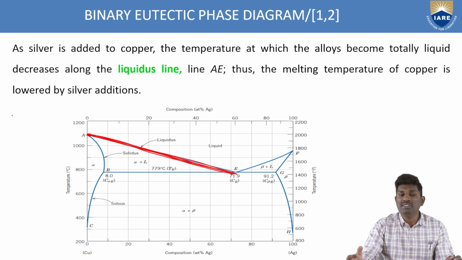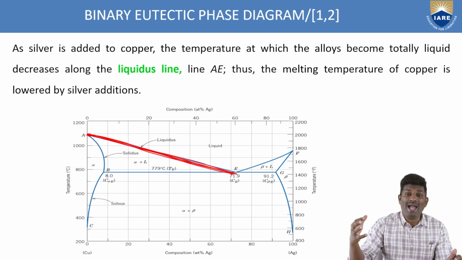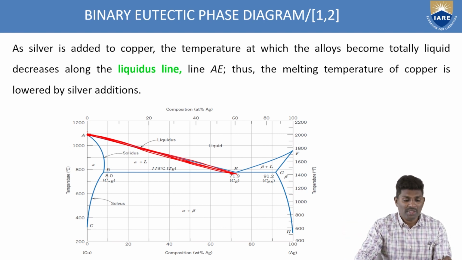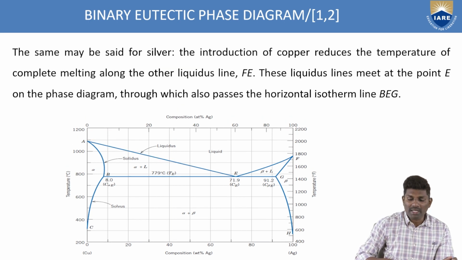So if you want to reduce the melting temperature of copper, what do you have to do? You have to add silver into the copper. Here you have a high melting temperature of copper, and it is reduced slowly with the addition of silver. You can see it falling from almost 1100 degrees centigrade to 779 degrees centigrade, because the addition of silver reduces the melting temperature of the copper.